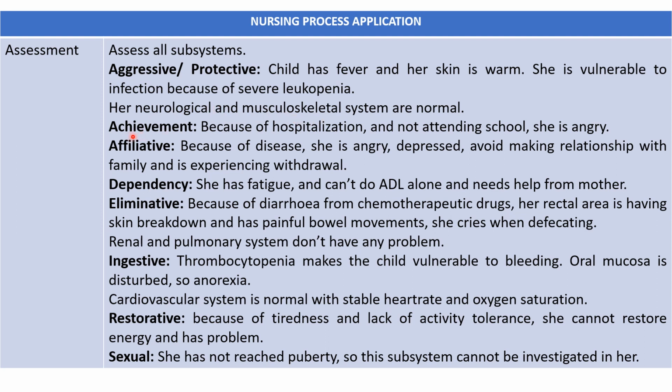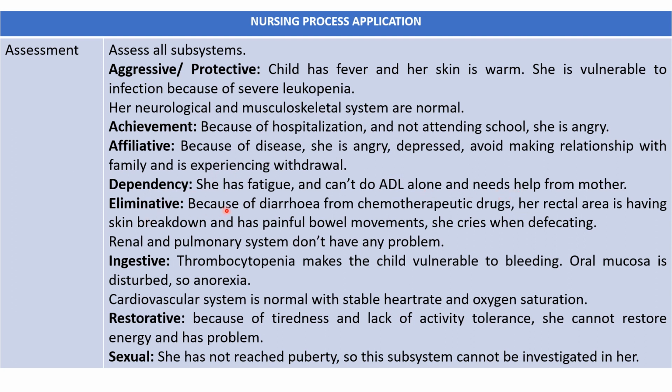The second system is achievement. Because of hospitalization, she is not attending school and she is angry. So she is not achieving, so she is angry. Affiliative: because of the disease, she is angry, depressed, avoiding making relationships with family and is experiencing withdrawal. So the attachment affiliative system is affected. Dependency: she has fatigue and can't do activities of daily living alone and needs help from her mother.